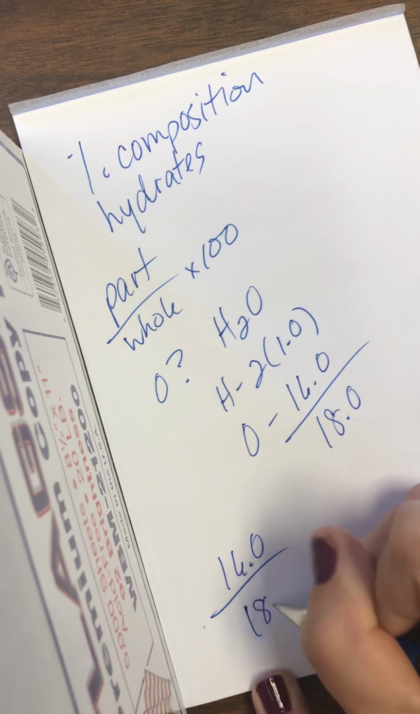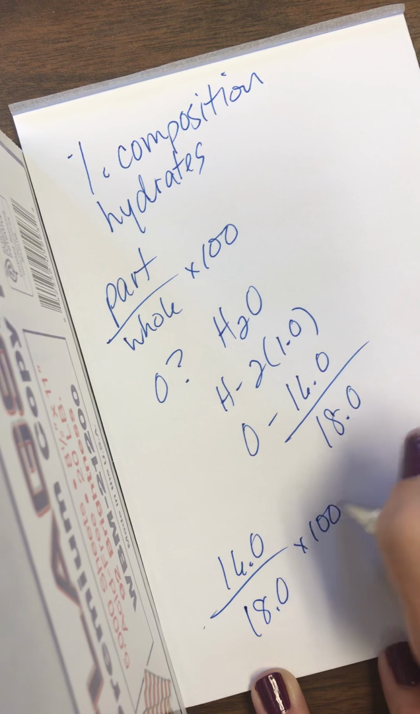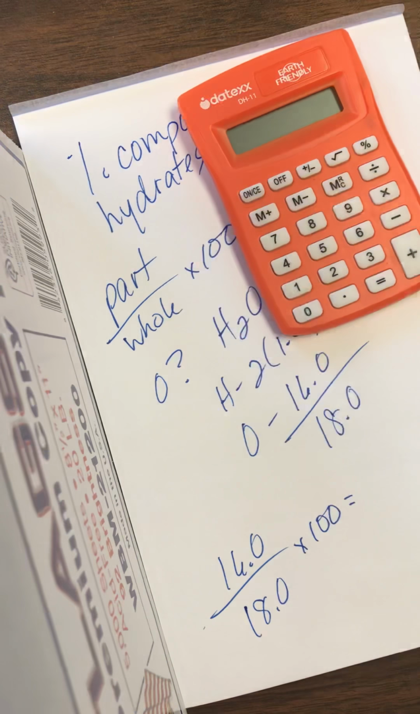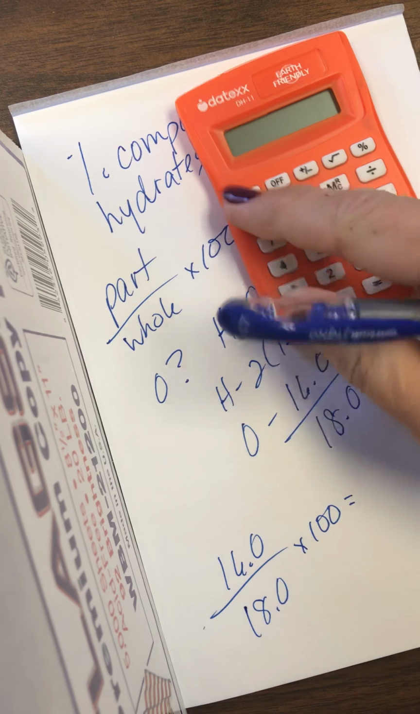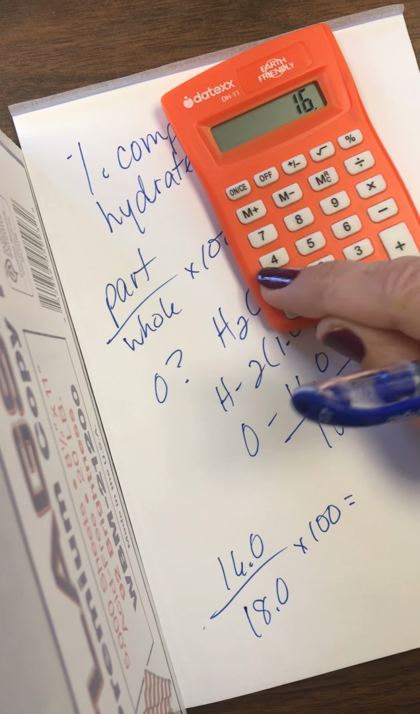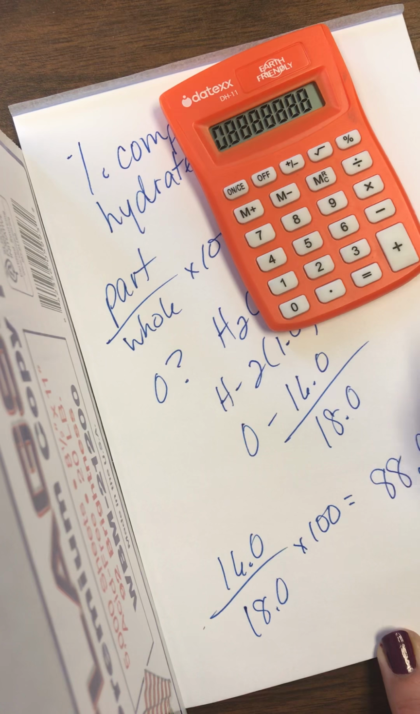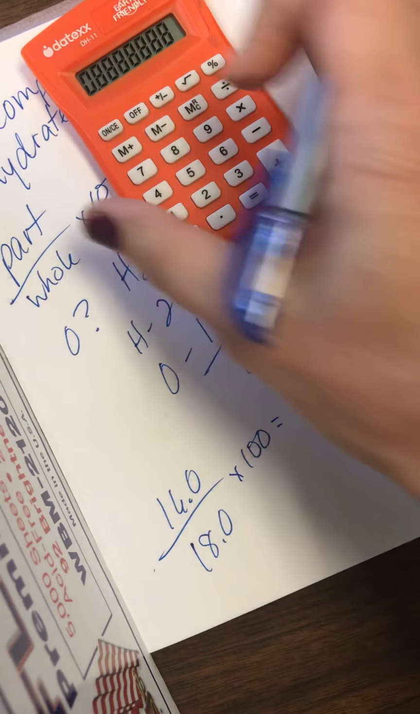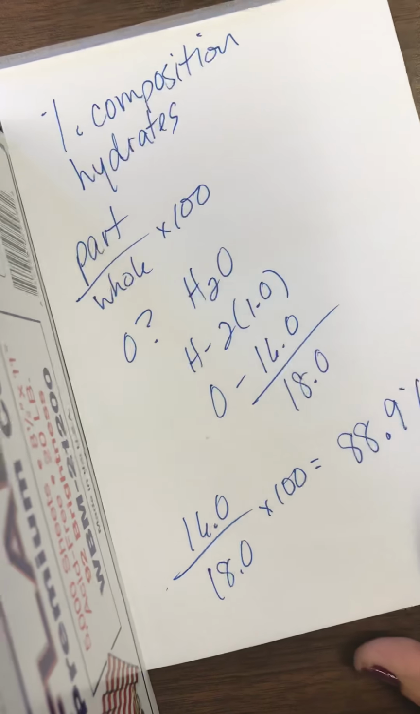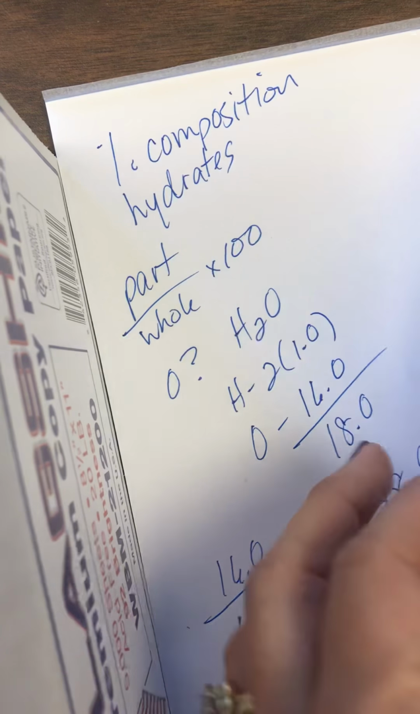16.0 out of 18.0 times 100 is going to give me the part that is oxygen. So 16 divided by 18 is equal to 0.889. I want to go to 3 sig figs, so I'm going to say 88.9% would be my percent of oxygen in water. So that's how you do percent composition, what part out of the whole.